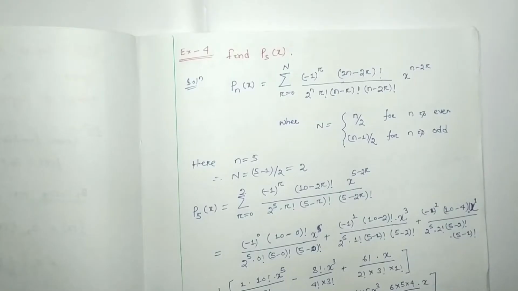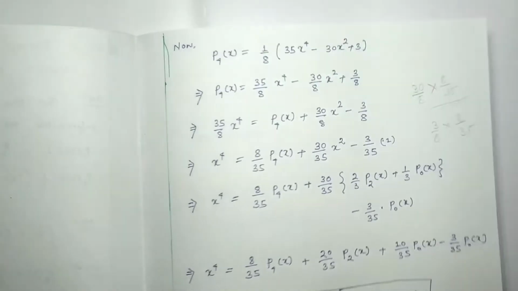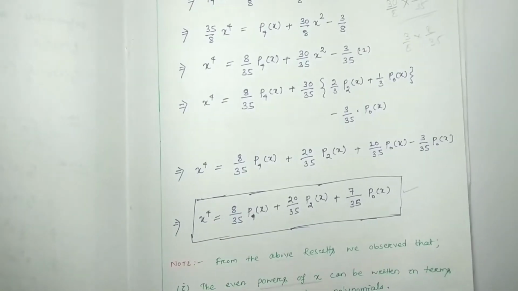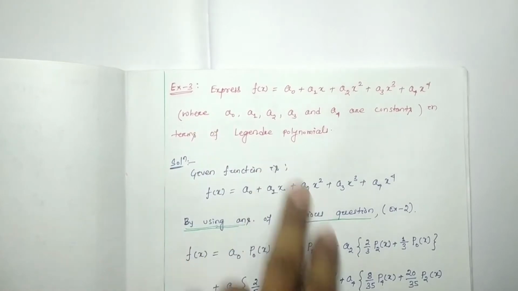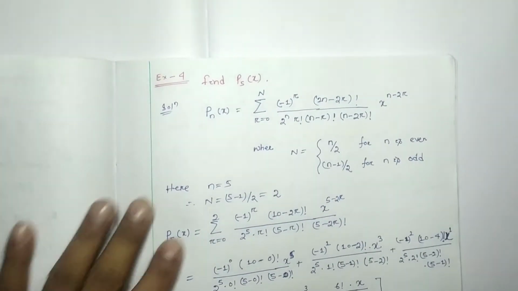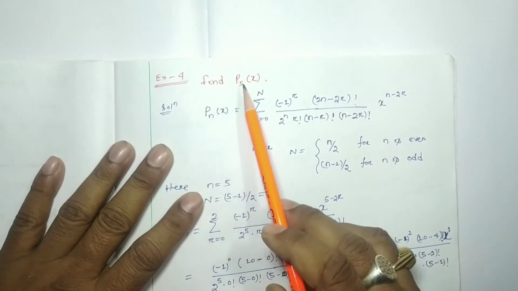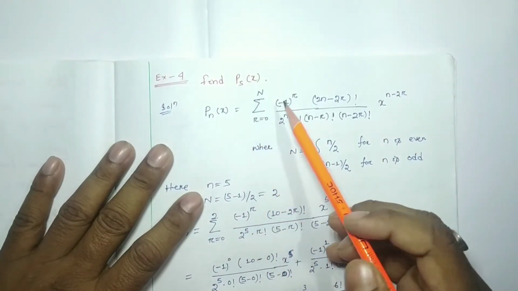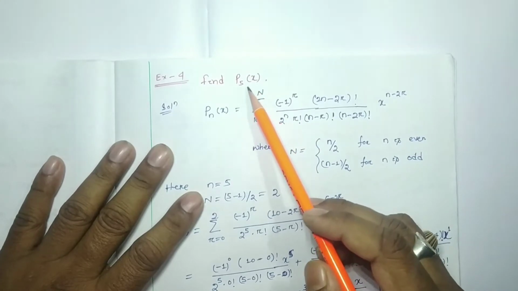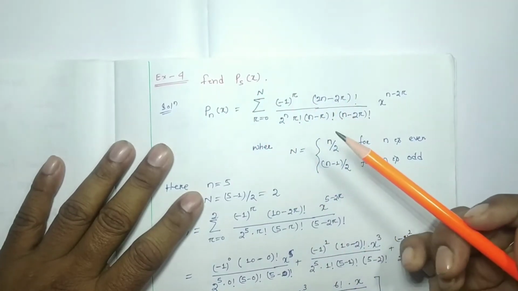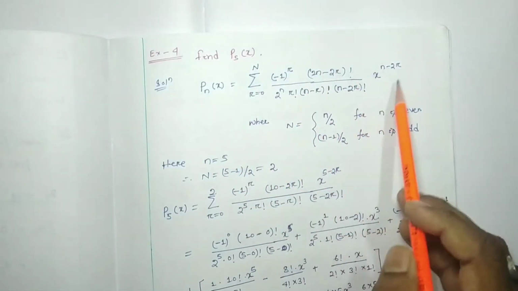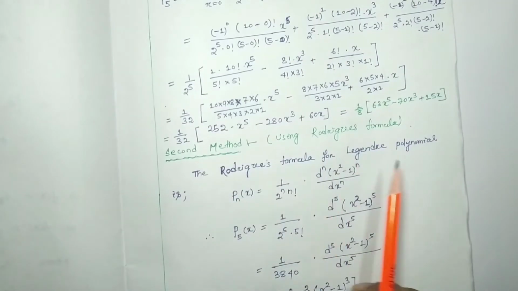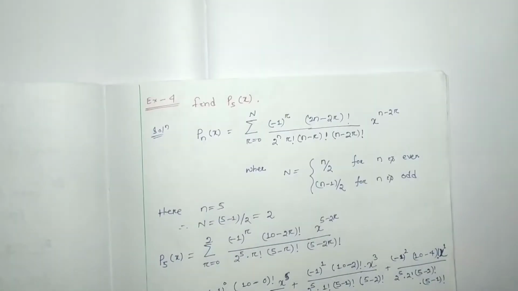So let's start. In our last class we discussed up to this much. That means example number 2 and example number 3 were discussed in detail. Today we are going to discuss example number 5, that means find P5(x). We have to find the Legendre polynomial of 5th order. In general this can be found by 2 methods, from this expression and by using Rodrigues formula. First we consider this one.